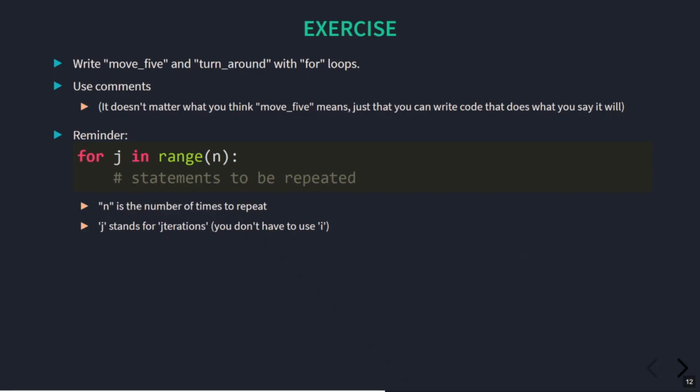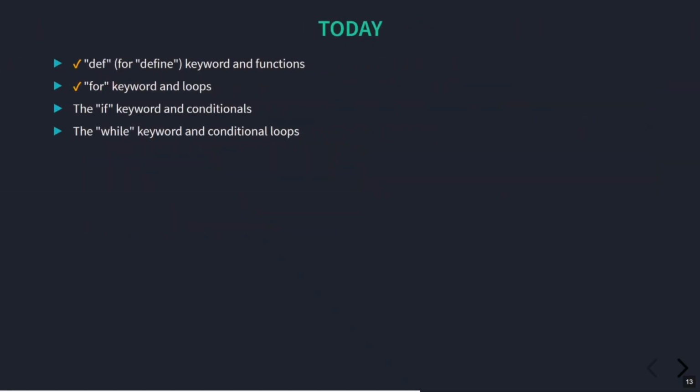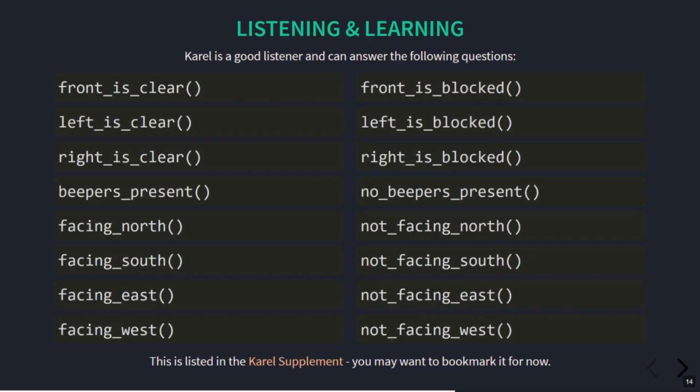The exercise is move 5 and turn around with for loops. Cool. We're going to skip the exercise. If statements. Sometimes you want to do a thing if a thing is happening.